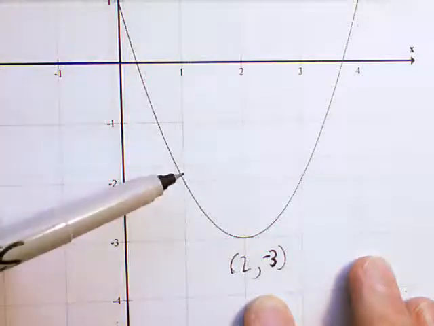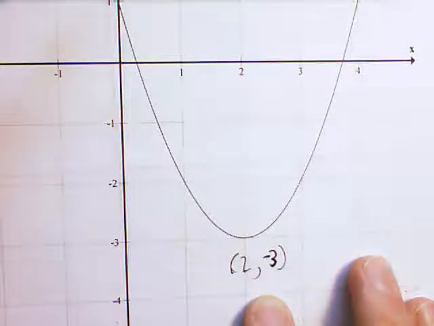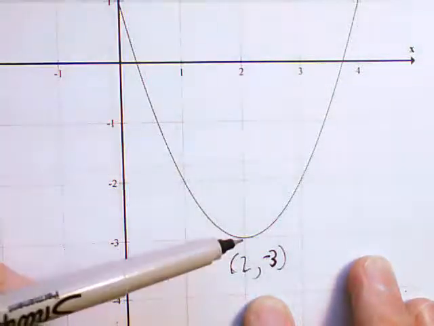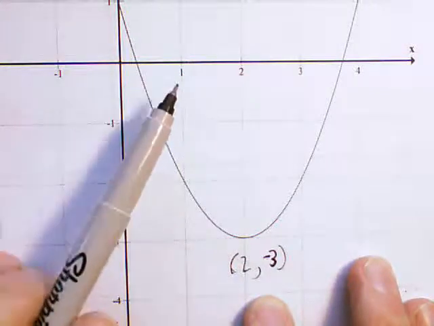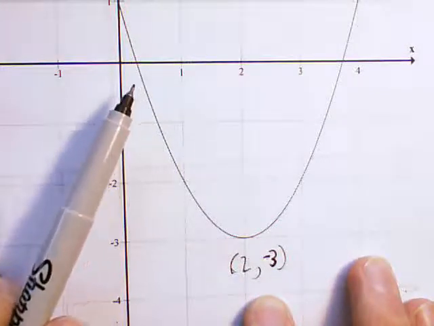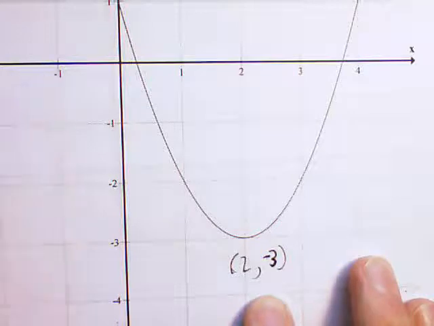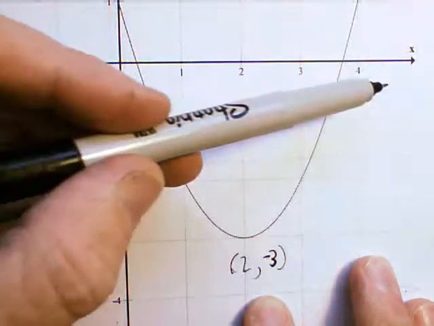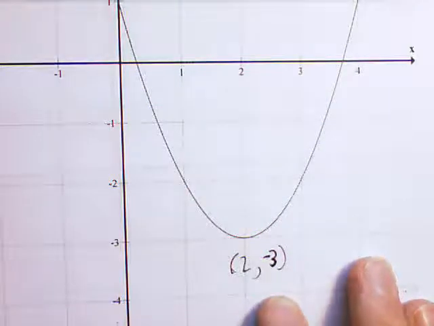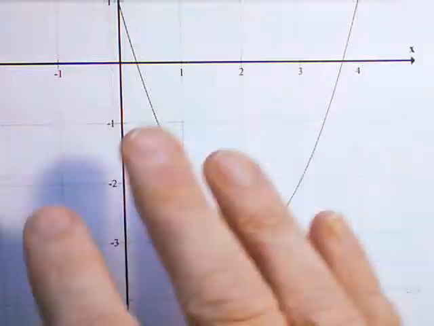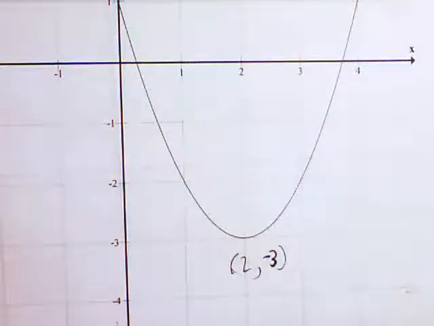Since the graph goes off forever vertically, and since I can pick any x value and get a corresponding y value, so I can pick an x value way off to the left, I can pick an x value way off to the right, there are no restrictions on the domain of this function. So the x's can live anywhere in this function and I will still get a valid y value.